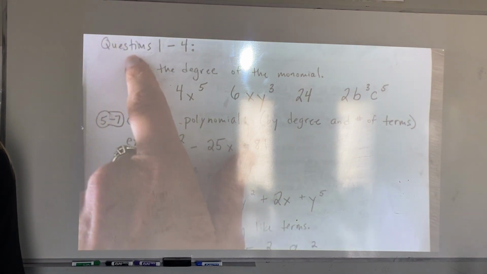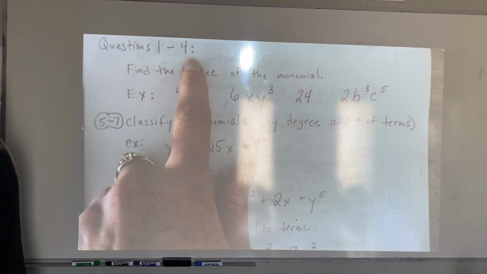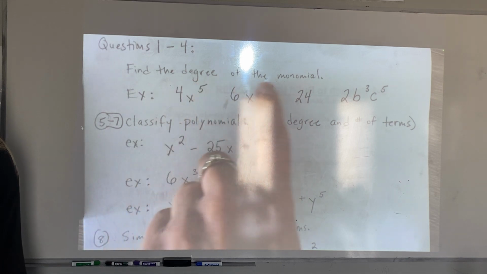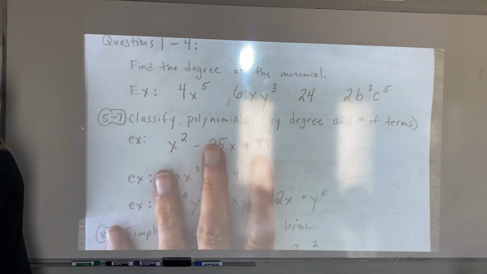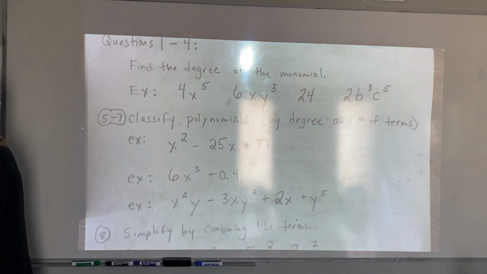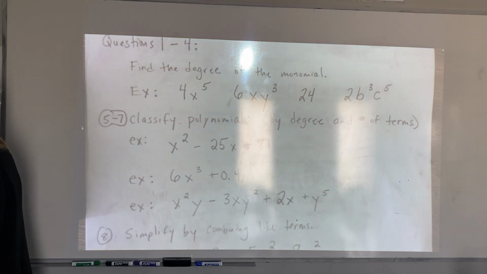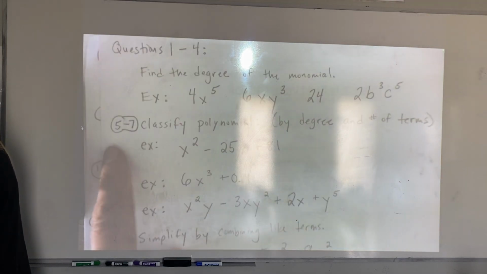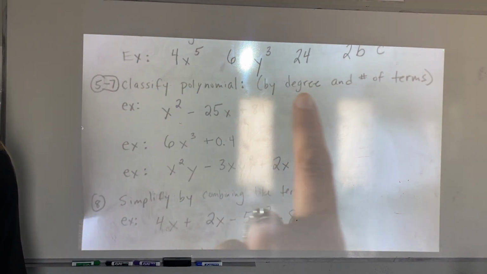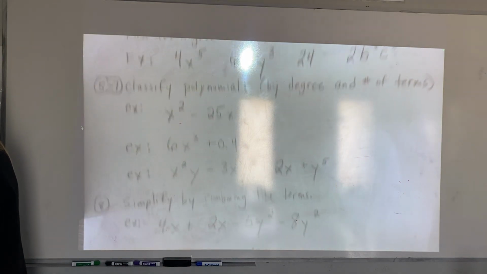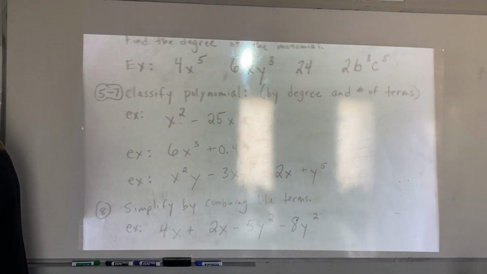So for example, questions 1 through 4 will ask you to find the degree of the monomial, and then I have some examples here. These are just my notes, so that I use these when I write out your notes in class, but this is just the outline of what's on it. Questions 5 through 7 will ask you to classify a polynomial by the degree and the number of terms, and these are just examples of the questions. It doesn't have any of the notes on it now.